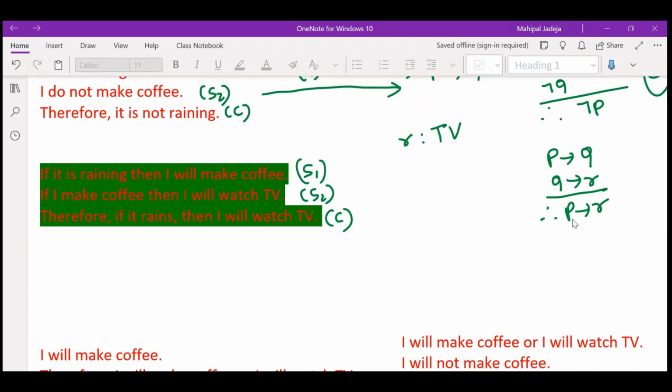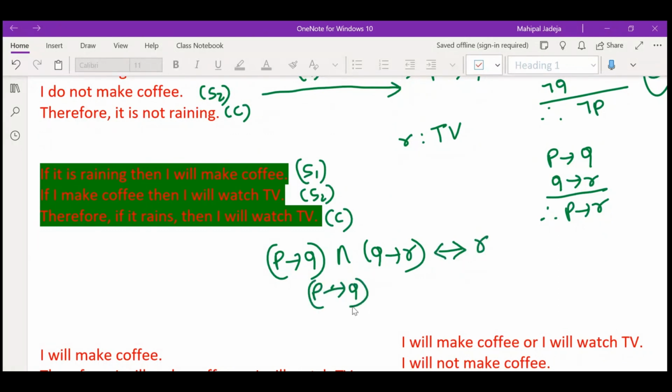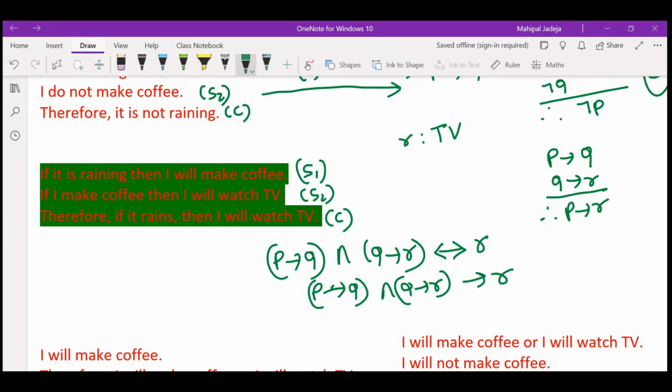Sir, do I need to verify P implies Q intersection, Q implies R? It's not intersection, it's conjunction, right? Yes. P implies Q, conjunction, Q implies R, and then this will be equivalent to P implies R. Equivalent to or implies? Both are different. Are we considering this or are we considering this? Sir, implies. Second one. Right? Okay, fine. Why not the first one?